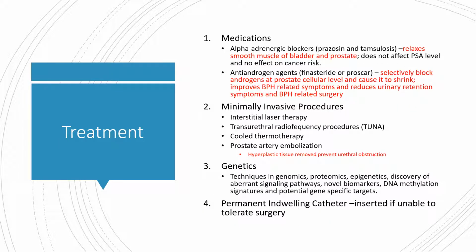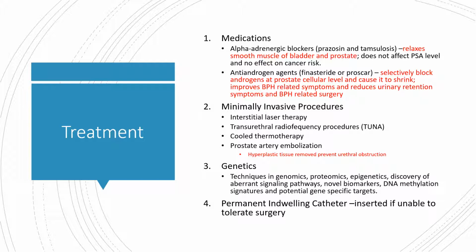The following treatments may be indicated for BPH. Number 1, medications. Alpha-adrenergic blockers like prazosin and tamsulosin. They help relax smooth muscle of the bladder and prostate. They do not affect PSA level, and there's no effect on cancer risks. Anti-androgen agents like finasteride or Proscar. They selectively block androgens at the prostate cellular level and cause the prostate to shrink. They improve BPH-related symptoms and reduce urinary retention symptoms and BPH-related surgery.